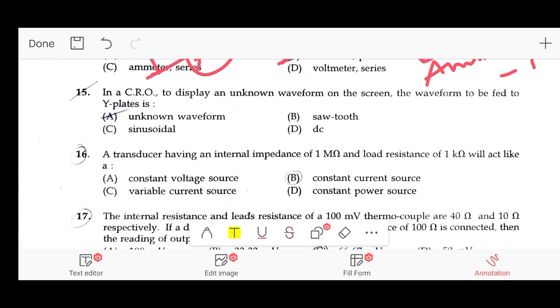Next question. In a CRO, to display an unknown waveform on the screen, the waveform to be fed to the Y plates is, options are unknown waveform, sawtooth, sinusoidal and DC, and the answer is unknown waveform.